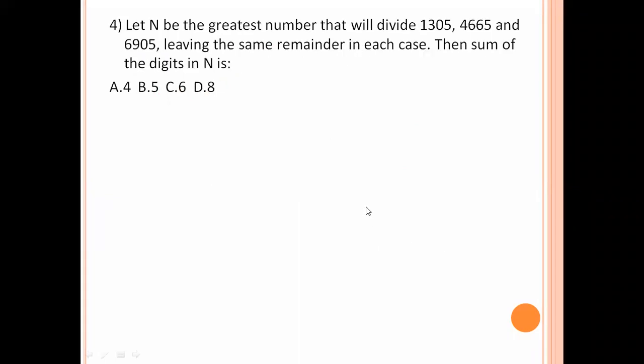Next question. Let n be the greatest number that will divide 1305, 4665 and 6905, leaving the same remainder in each case. The sum of the digits in n is: now 1305, 4665. Subtract these: 5 minus 5 is 0, 6 minus 0 is 6, 6 minus 3 is 3, 4 minus 1 is 3, so 3360.